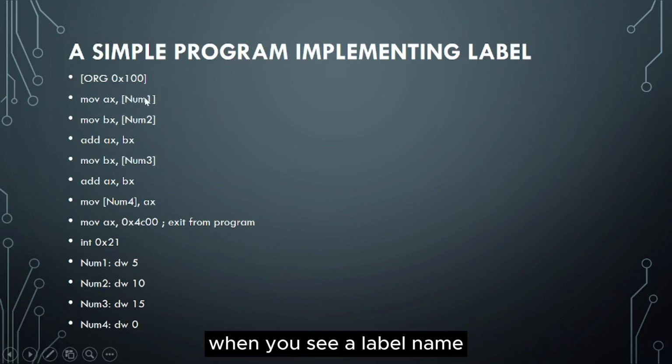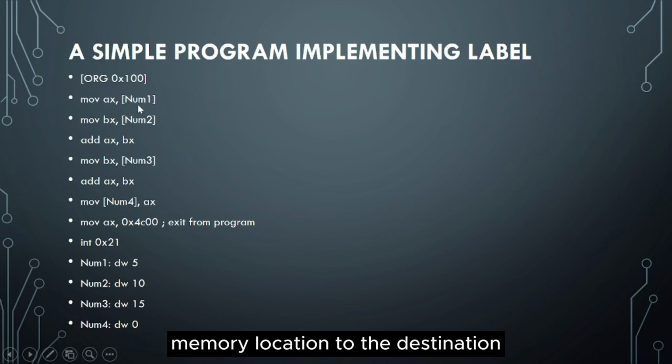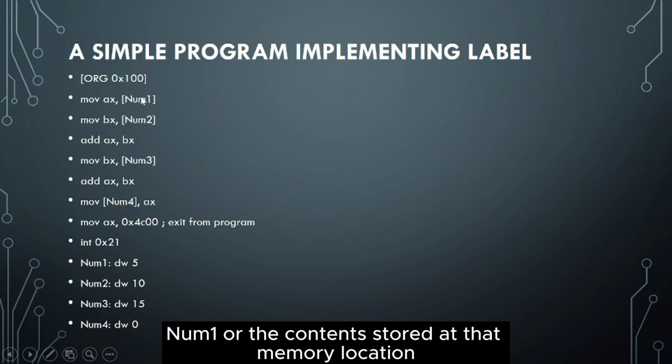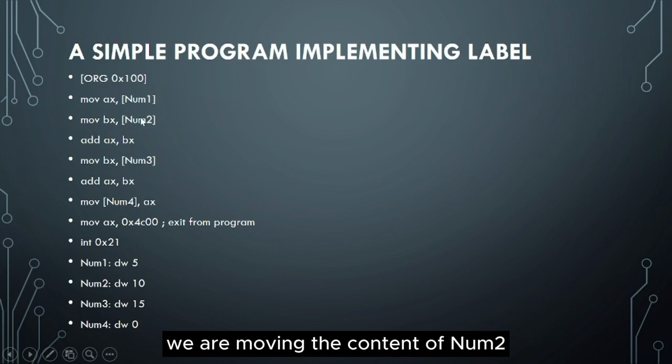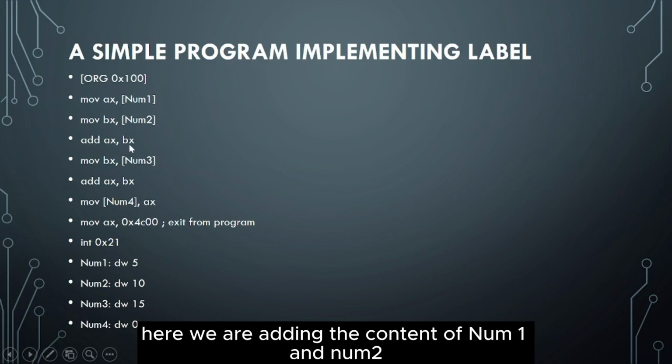When you see a label name with square brackets around it, it means we are moving the content of that memory location to the destination. I hope you understood. So mov ax, [num1] is moving the content of num1, or the content stored at memory location num1, to the destination ax. Then we have mov bx, [num2]. We are moving the content of num2 to bx. Then add ax, bx. Here we are adding the content of num1 and num2.